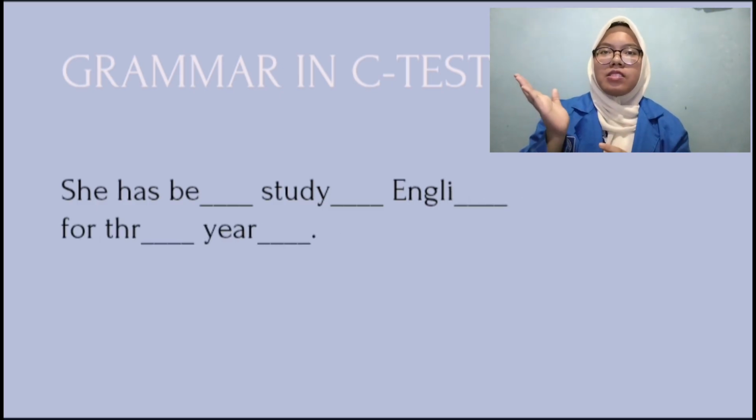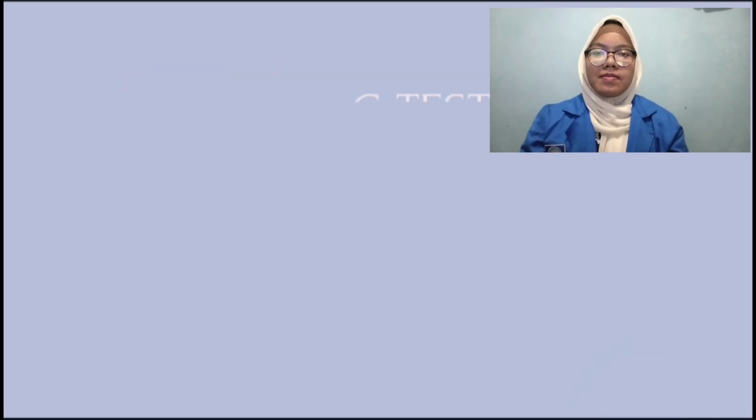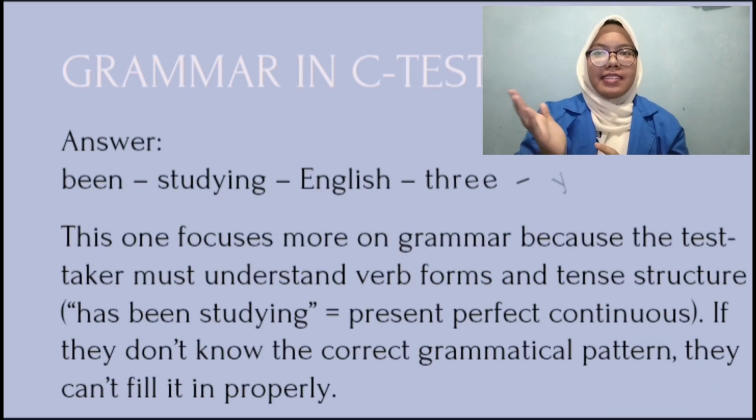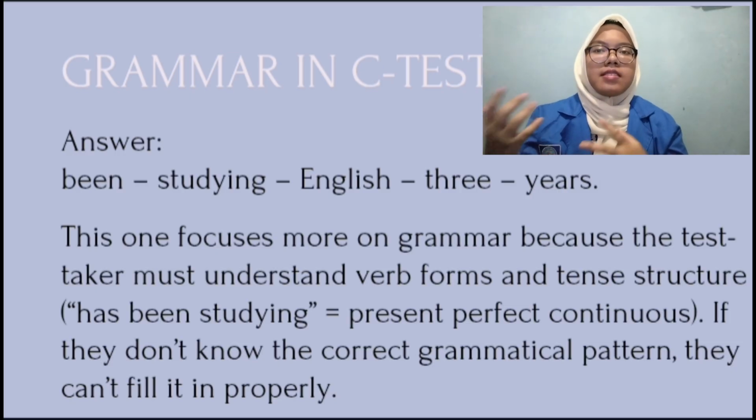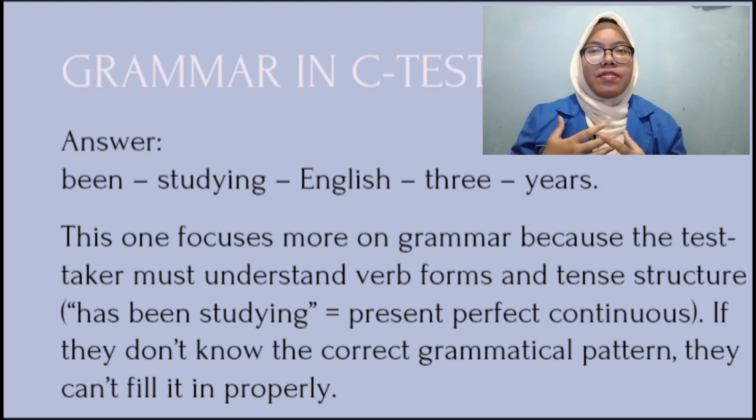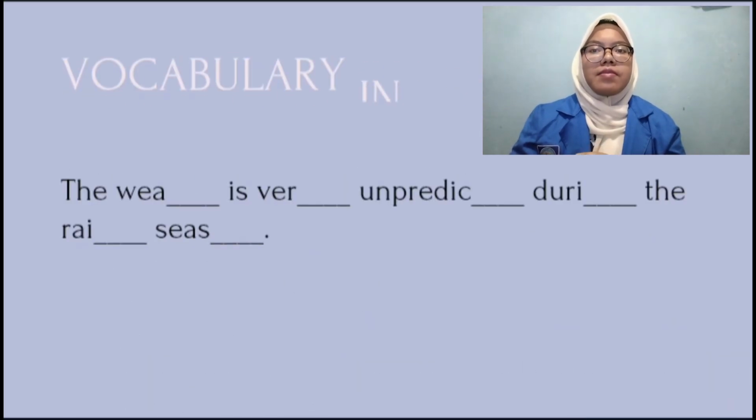Next one is grammar in the C-test. So here's your exercise. And here's your answer. Been studying English 3 years. This one focuses more on grammar because the test taker must understand verb forms and tense structure. Has been studying, present perfect continuous. If they don't know the correct grammatical pattern, they can't fill it in properly.